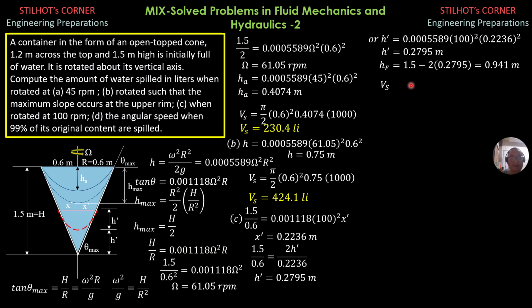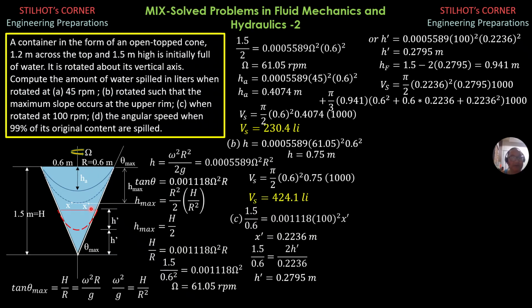Volume spilled is pi over 2 times radius, which is 0.2236 square, times height 0.2795, this is for the paraboloid of revolution. Then for the frustum of a cone, pi over 3, height 0.941, quantity big radius 0.6 square plus 0.6 times 0.2236, big radius times small radius, which is x prime, then plus small radius square times 1000 to convert that to liters. So volume spilled is equal to 558.2 liters.